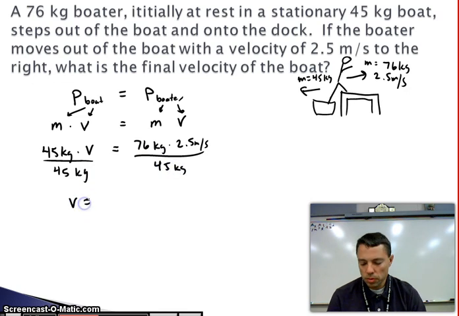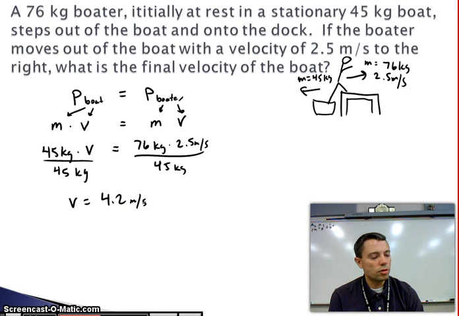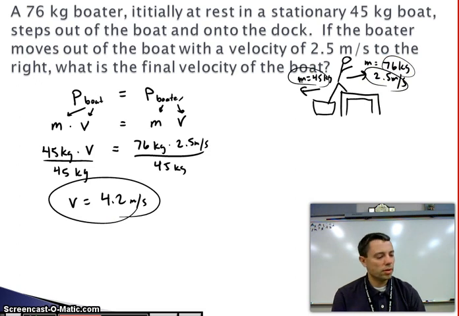So our velocity becomes, let's turn my calculator on, 76 times 2.5 divided by 45, 4.2 meters per second. Okay, and you should be able to notice this velocity is bigger than my velocity here. But the reason why is because I have more mass than my canoe, apparently. I'm guessing it's got to be a Kevlar canoe if it weighs that little compared to maybe a heavy aluminum boat. I don't know. Anyways, so that's how we solve that type of a problem.